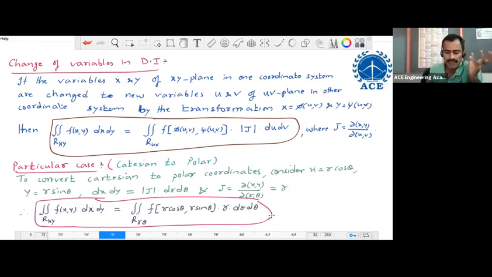Similar to this, in the triple integral we have change of variables, x, y, z to u, v, w. In the case of the triple integral, the particular cases are Cartesian to spherical and Cartesian to cylindrical. Now, this is about change of variables. We are not writing the triple integral, because whatever methods of evaluation and change of variables we have in the double integral, we will have the same in the triple integral. So the triple integral is similar to the double integral.